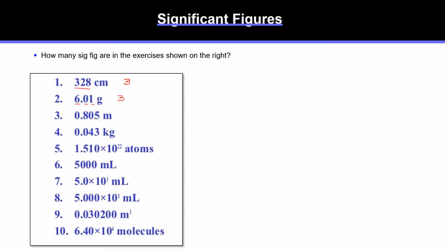In this case, we have 4 digits, but the zeros on the left don't count, so we are going to have again 3. In the number 4, we have only 2 significant digits because the zeros on the left don't count, so it's going to be 2. We said that in the exponential notation, all the digits in the coefficient are significant, so in this case it's going to be 4.